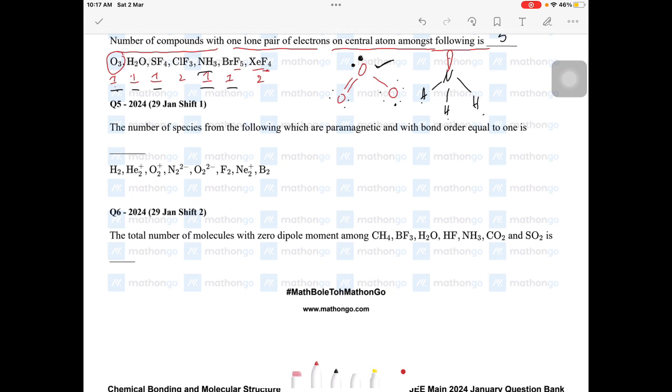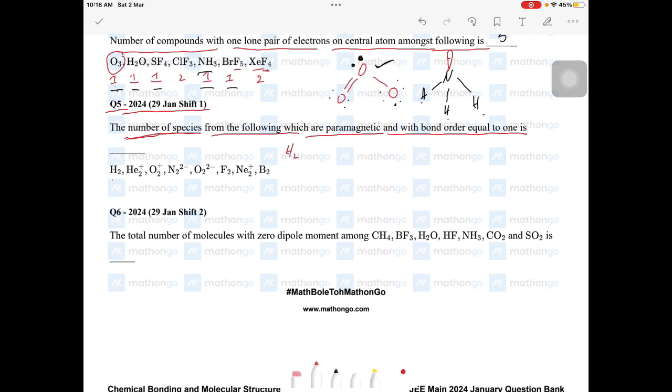Next, the number of species. Question number 5, 29th Jan Shift 1. The number of species from the following which are paramagnetic and with bond order equal to 1. Observe these species. Bond order of H2 is 1 but it is diamagnetic. He2+. He2+. Count the number of electrons.